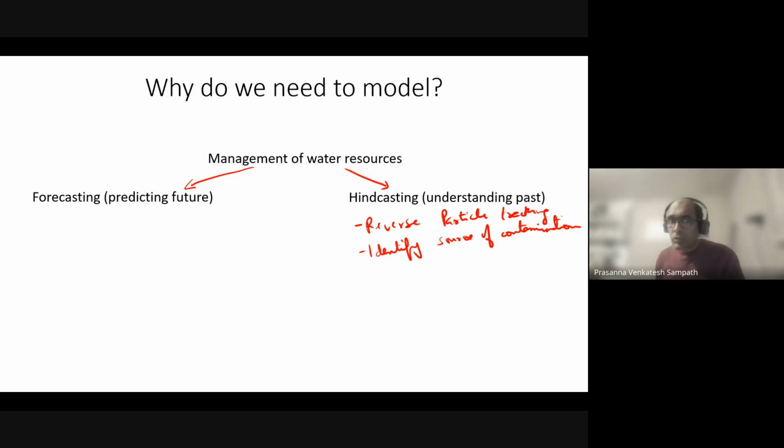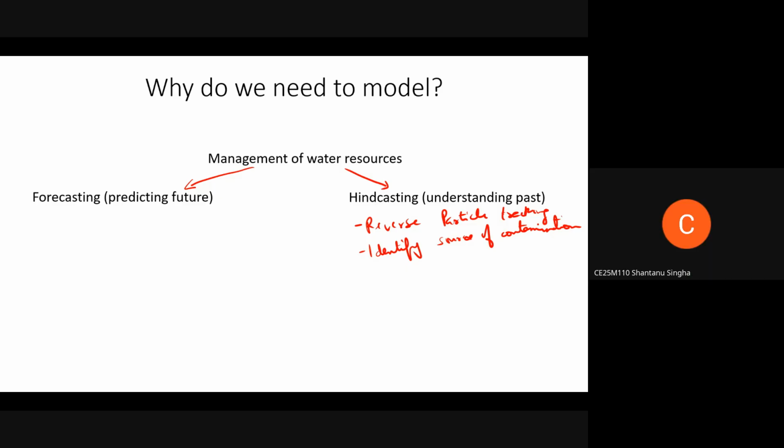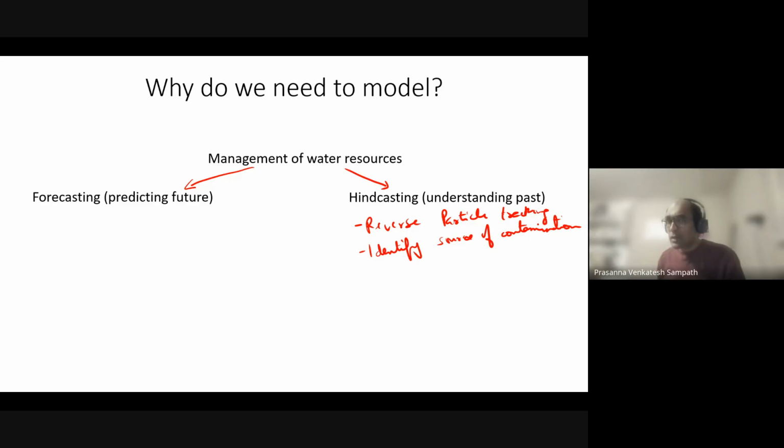Yeah, go ahead, Shantanu. Sir, that means we have to find out the source, receptor, and the transporting agent. Correct. The transporting agent is water. Groundwater is the transporting agent. We need to find out the source of contamination. I am the receiver. I have received it and it has come along with the water. I need to know from where it came.